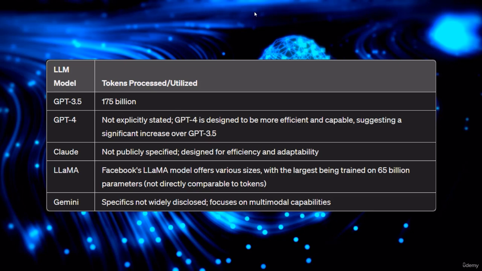Then we have Facebook's Llama. They offer various sizes, with the largest being 65 billion. So you can see that it is pretty much less even than GPT 3.5, which is just the free version of ChatGPT. So even with that, they cannot compete quite well. Then Gemini, they have not specifically disclosed. And to be honest, they are the best when it comes to tokens processed at the moment, if you go and do some checking.